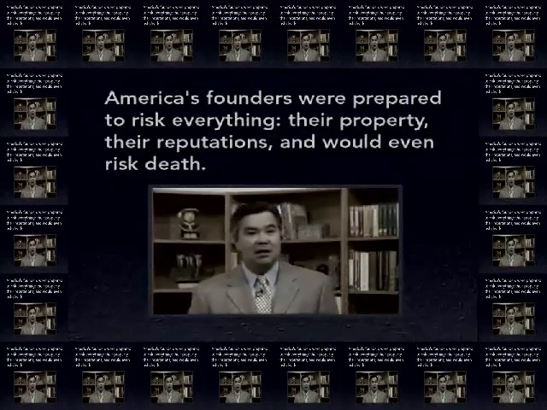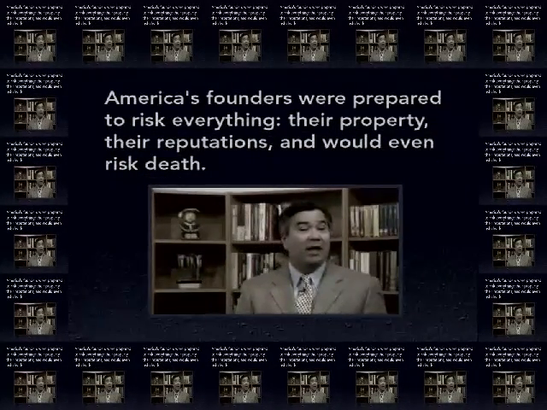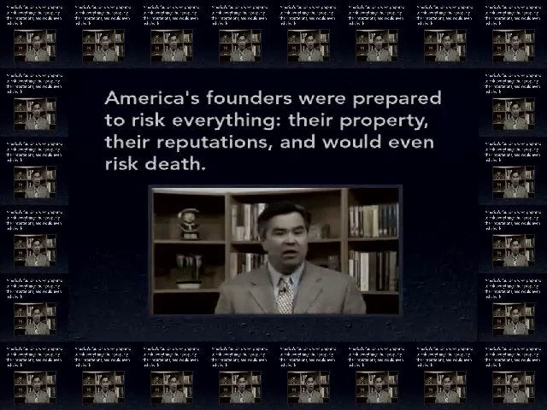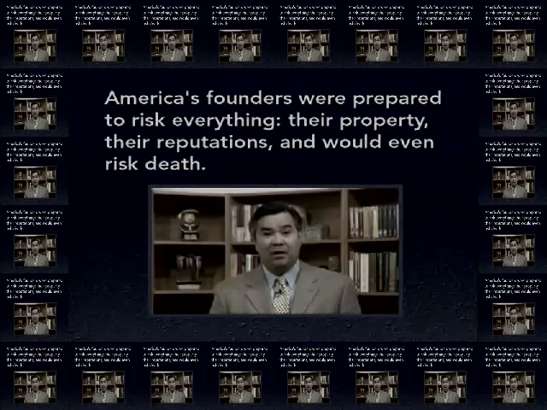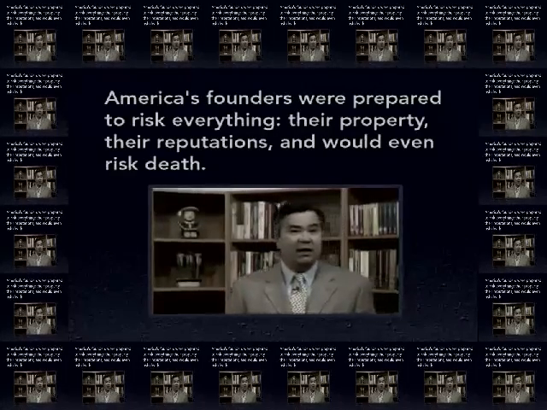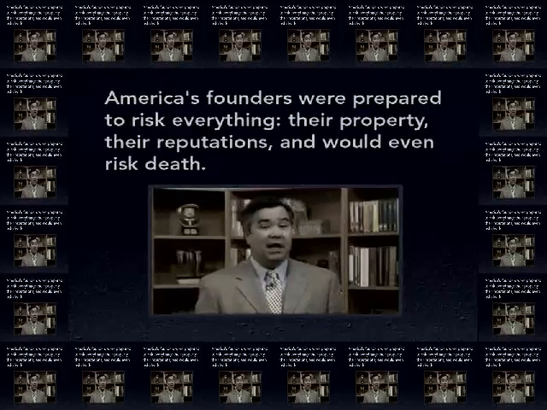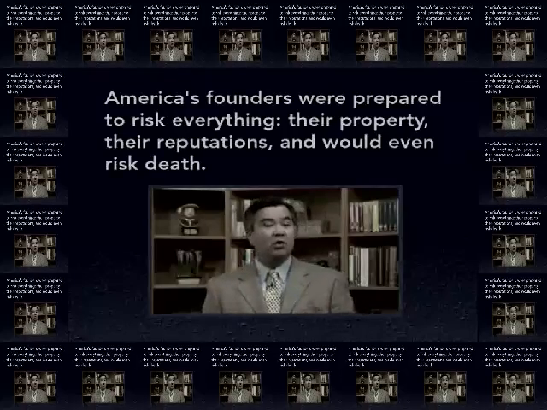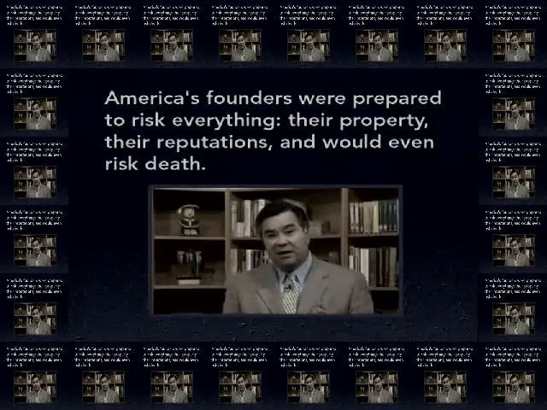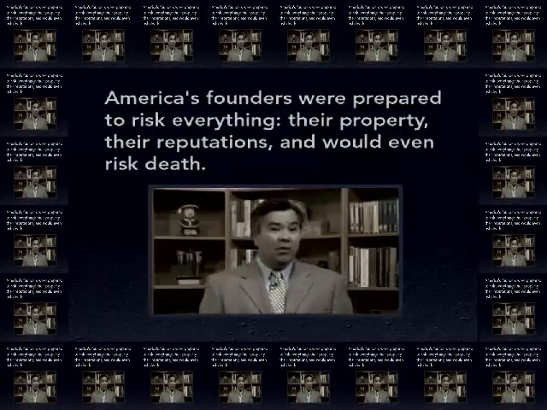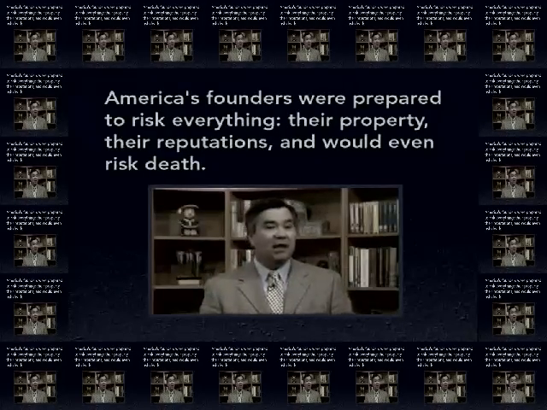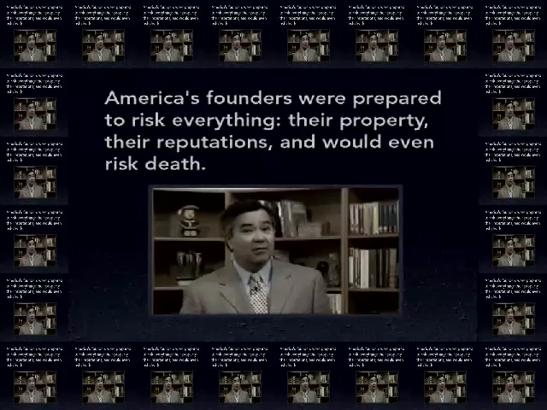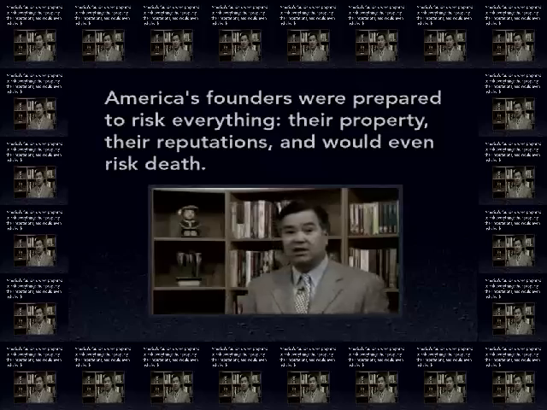Read this sentence. "America's founders were prepared to risk everything: their property, their reputations, and would even risk death." Now, in this sentence, as you can probably recognize, 3 things are being listed. After the colon, the 3 things that are being listed are things that America's founders were prepared to risk. Now, since we have a list of 3 items here, we have 3 things that are similar in meaning, and therefore they should be set up in grammatically similar form.